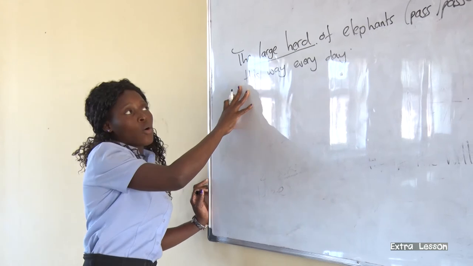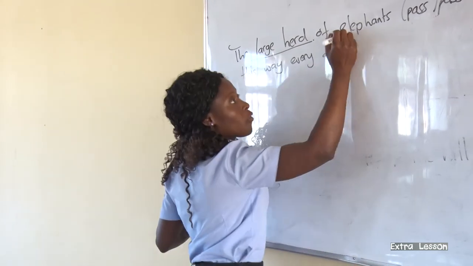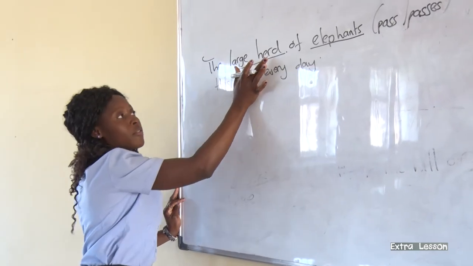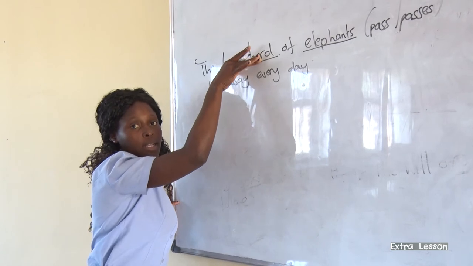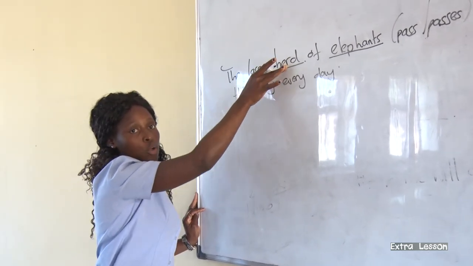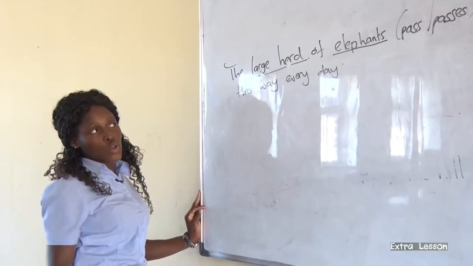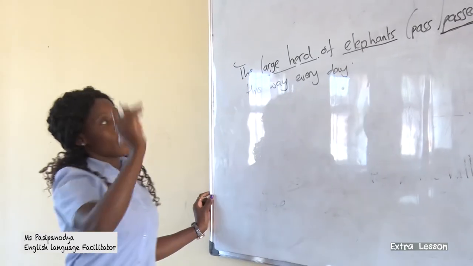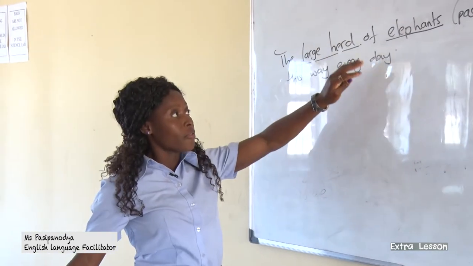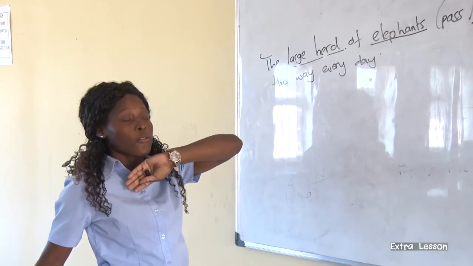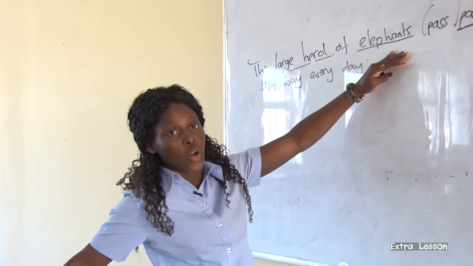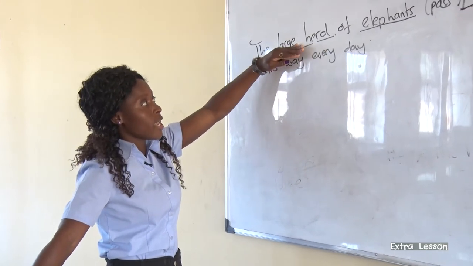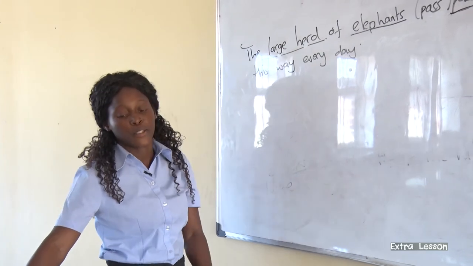The large herd is our collective noun of what? Of elephants, which is plural, but we are going to ignore it because it has been put into one quantity, or one group, into unison. So we are going to use the singular passes this way every day. The large herd of elephants. Let us not be confused by elephants, which is plural, because the one that is determining our verb is the collective noun large herd.